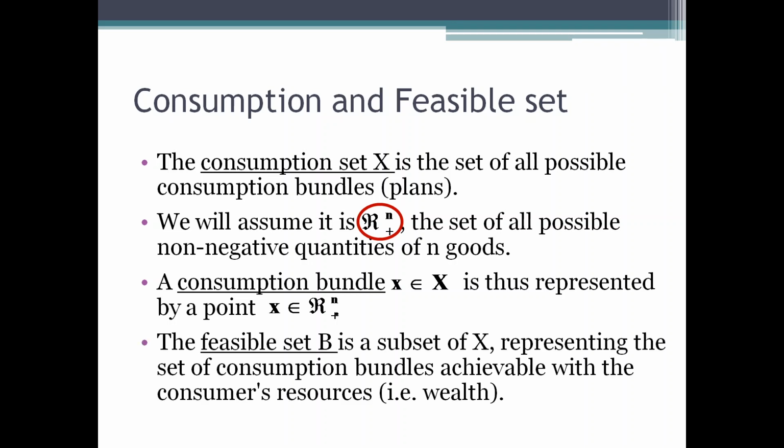At last, we have the feasible set B. The feasible set is just a subset of X. Why is it a subset of X? Because it just contains some consumption bundles of the consumption set, not all of them. Only some specific consumption bundles are affordable, attainable, reachable. So the feasible set B is a subset of X representing the set of consumption bundles achievable, attainable, feasible with the consumer's financial resources like wealth, income, or any other kinds.